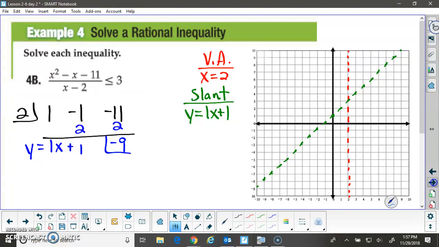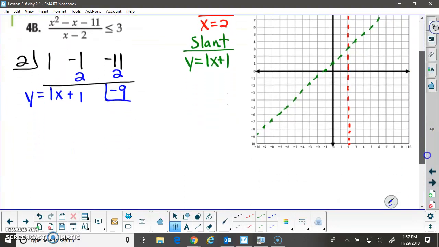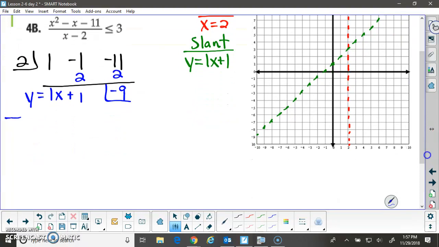All right, x-intercepts, let's see here. If we set the numerator equal to 0, I'm not sure we'd get anything. Let's try that. Since the top is not factorable, we'd have to use the quadratic formula for that. So let me come down here and do that.